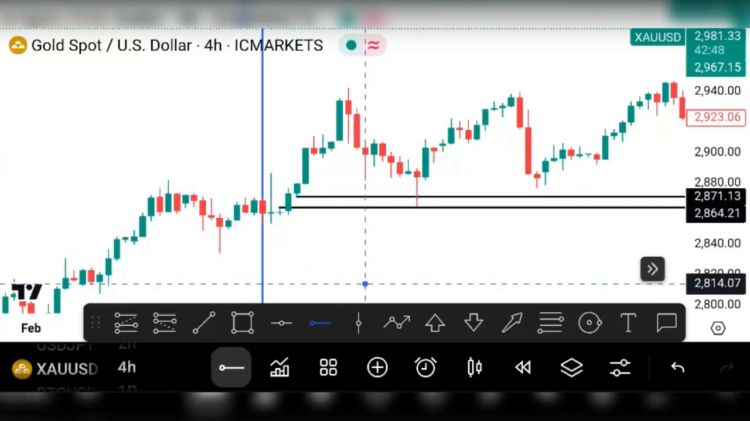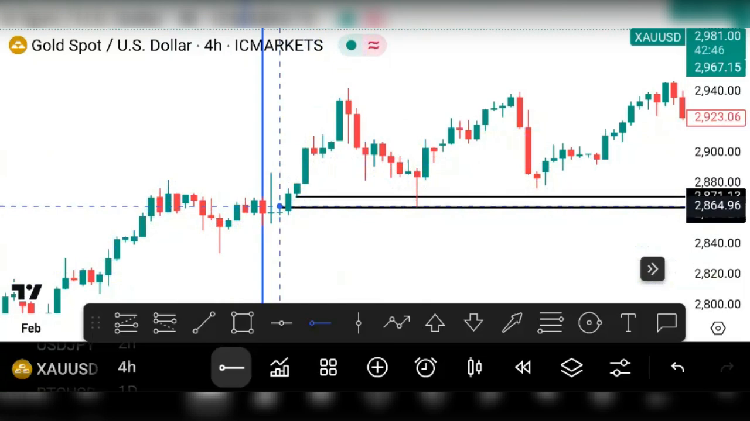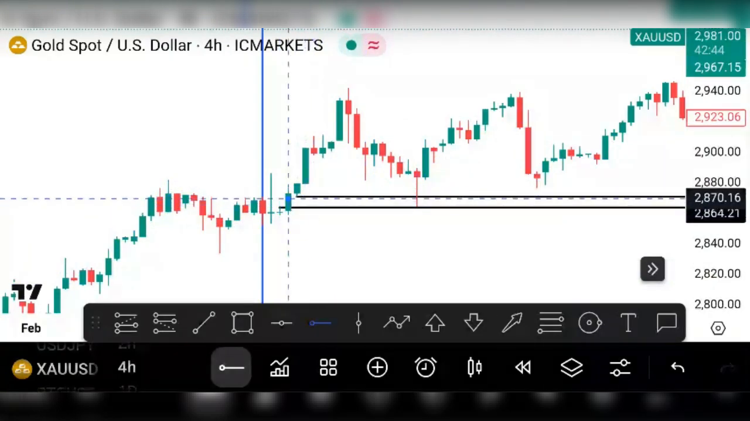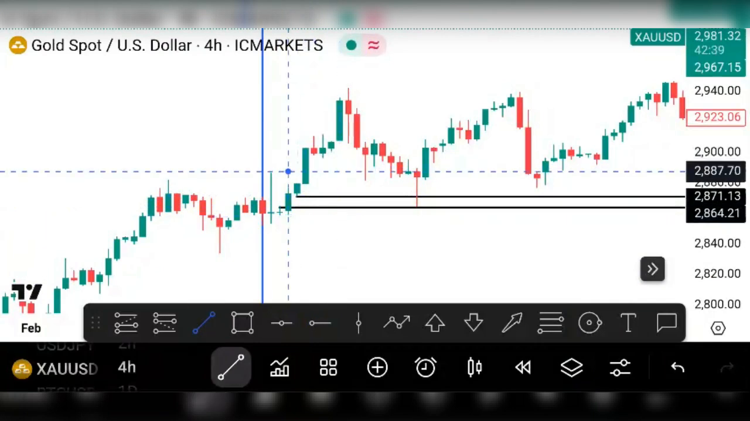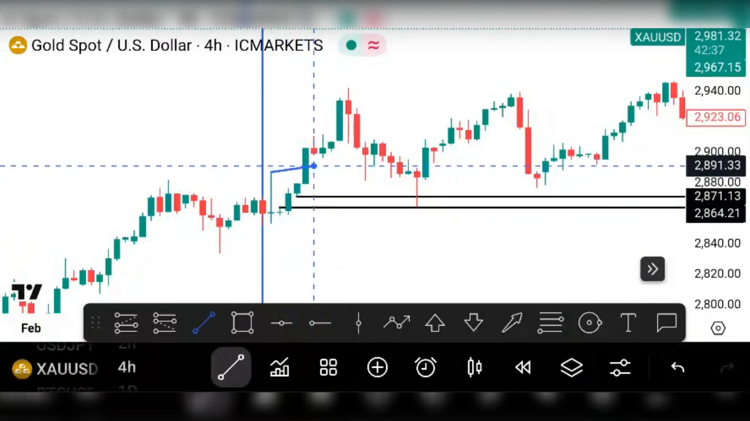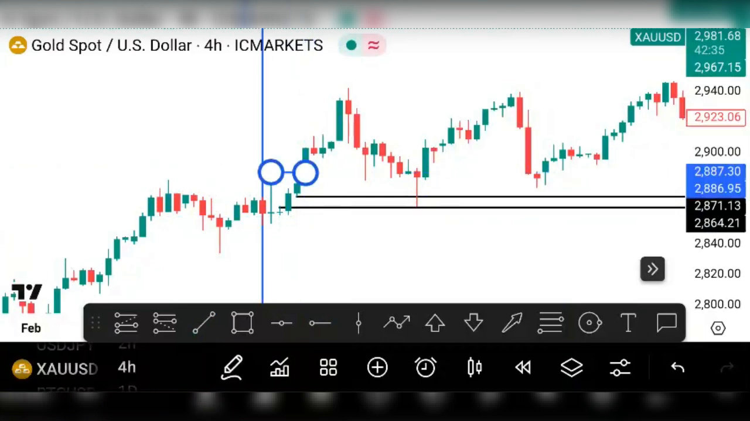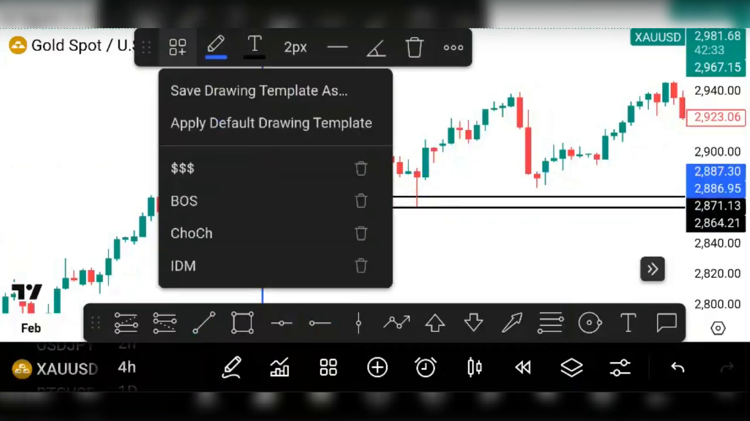So this is my order block. This block you're seeing, because there is a fair value gap, and this green one is what we call an imbalance. And there is a break of structure. This structure you're seeing is a break of structure here. Break of structure.